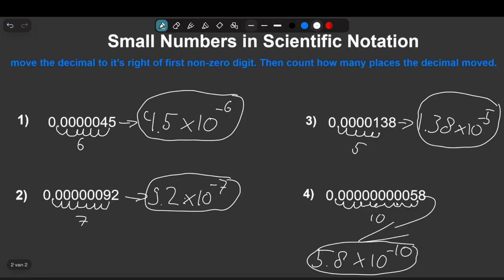So remember, for small numbers, move the decimal to the right, count how many places it moves, and use a negative exponent to write the number in scientific notation. So this was basically the video, guys.